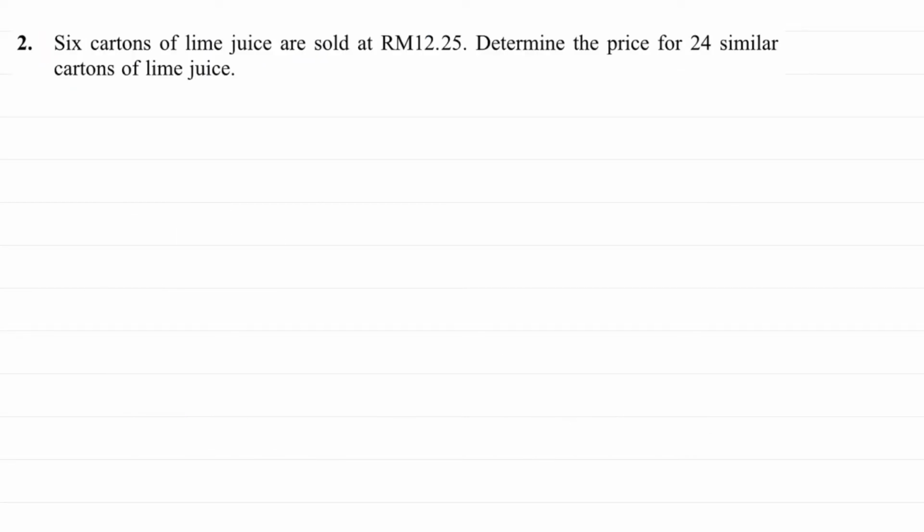Next example, 6 cartons of lime juice are sold at 12.25 ringgit. Determine the price for 24 similar cartons of lime juice. So I'm going to divide this into two sections. The first section is for the first method, which is the unity method. Sometimes it's called unity, sometimes it's called unitary method, but it's the same meaning. It means you find the value of 1.